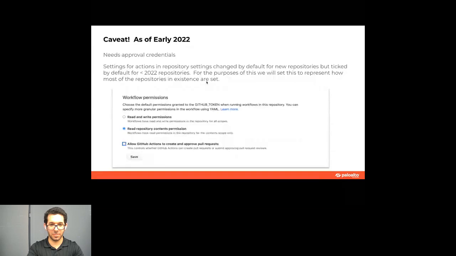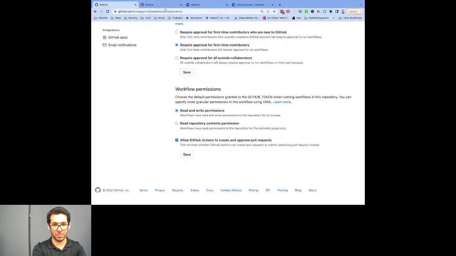Now here's a weird caveat that came up while I was creating this talk. About a month ago, when I created the first repo, like the one I've got here, the default settings for these GitHub Actions under general were like this. In fact, I even have the original repo here, which is set like this. Now, if you create a new repo, the default is that, which is good, because you can see workflows have read permissions in the repository only. You can't write to the repository. You can't execute and change, approve. GitHub Actions cannot create pull requests or approve pull requests.